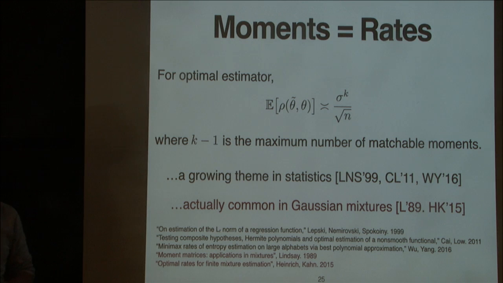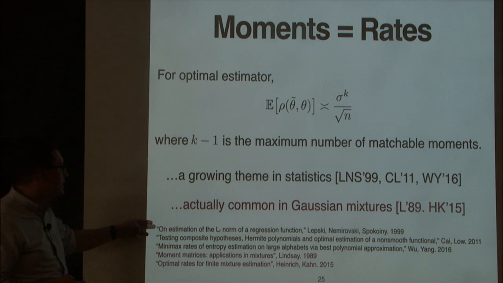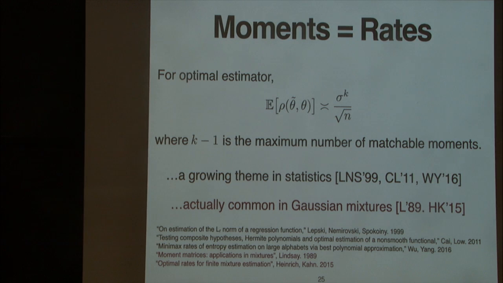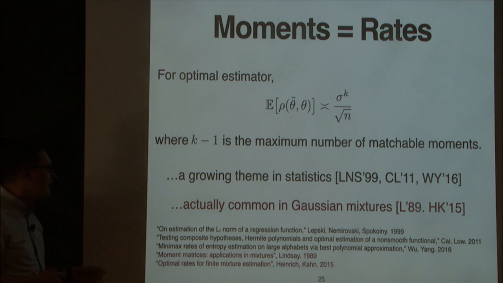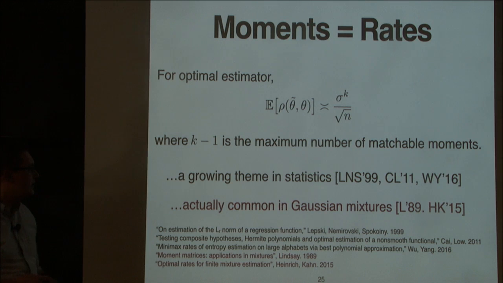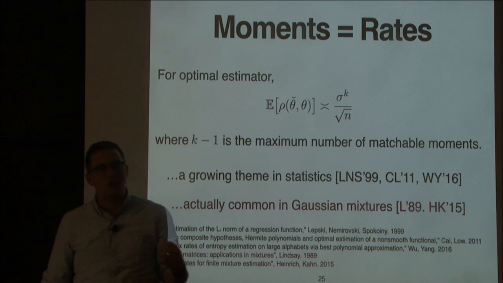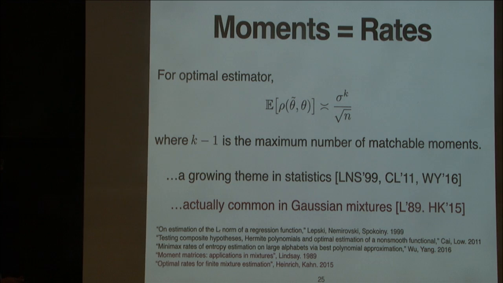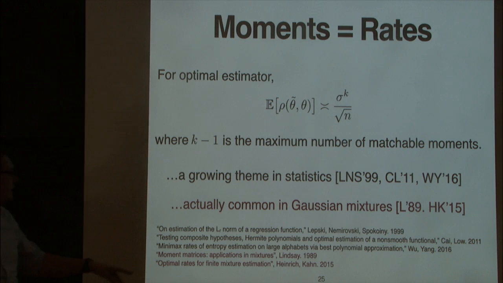The first time I learned about this was in this very influential work of Lepski, Nemirovski, and Spokoiny in 99, where they were trying to estimate some non-smooth functionals of the mean of a Gaussian vector. They were using this technique, which was a brand new technique at the time. And then it's actually been pushed on. There's a really beautiful paper by Cai and Low that, using Hermite polynomials, gets sharp constants. Here I have everything up to numerical constants. They actually get exactly sharp constants by using the Bernstein constant. It's quite nice. But it turns out that similar ideas in a much softer way were already developed by Lindsay for mixtures of Gaussians.